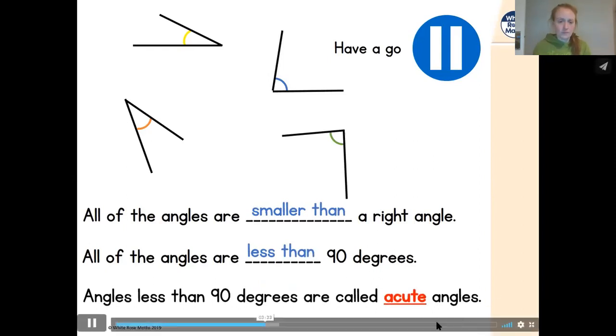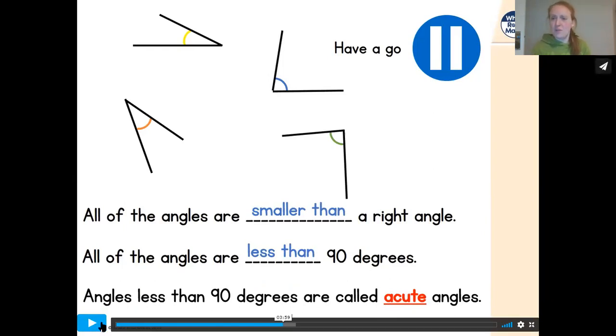And we call angles less than 90 degrees acute angles. So we've got two types of angles now. We've got right angles, and right angles are exactly 90 degrees. 91 degrees isn't a right angle. 89 degrees isn't a right angle. In fact, 89 degrees will be an acute angle, because angles that are less than 90, so between 0 and 89, or between 0 and just before 90, are called acute angles.